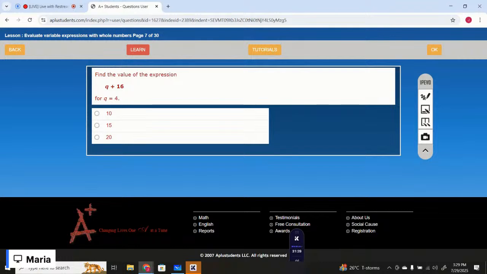Find the value of the expression q plus 16 for q equals 4. So you have to replace q with 4. So 16 plus 4 is 20. Option number 3 is the correct option. 20 it is.